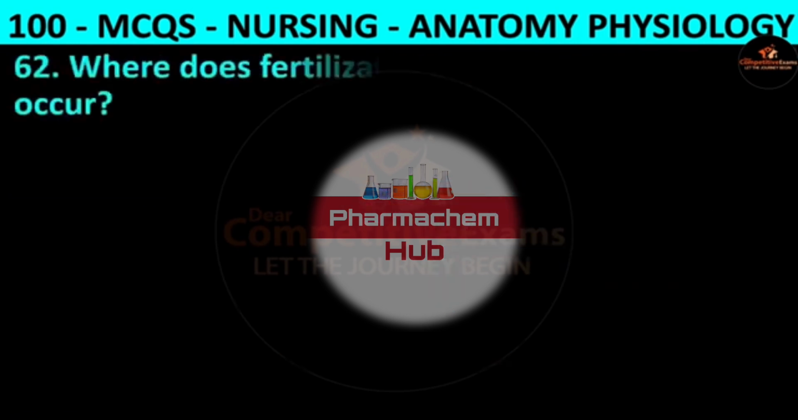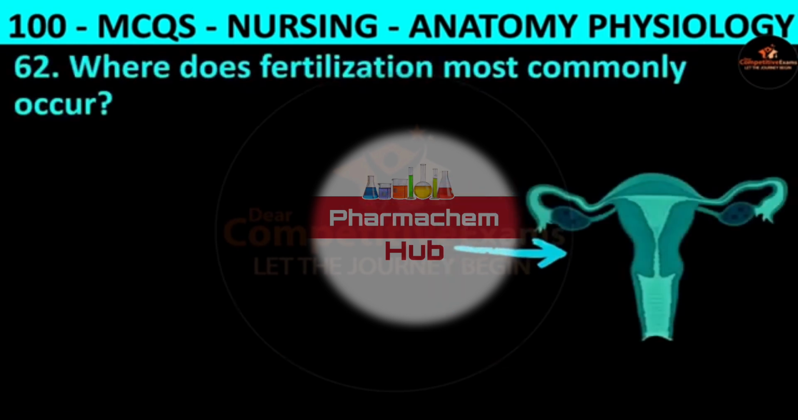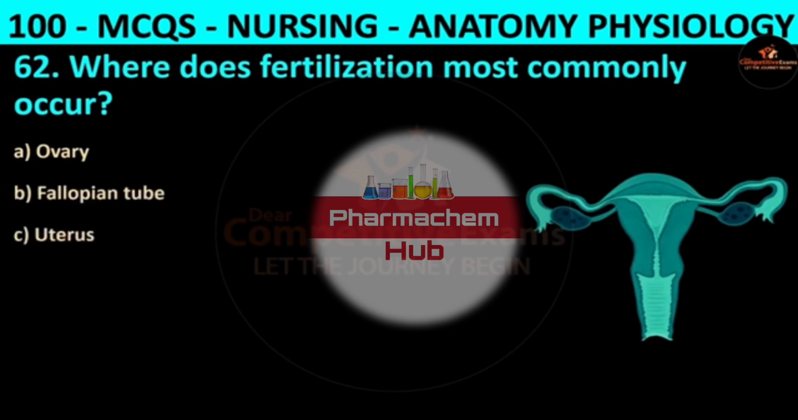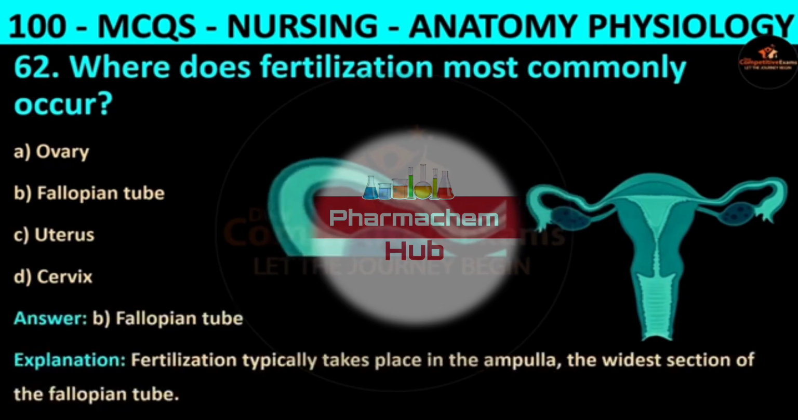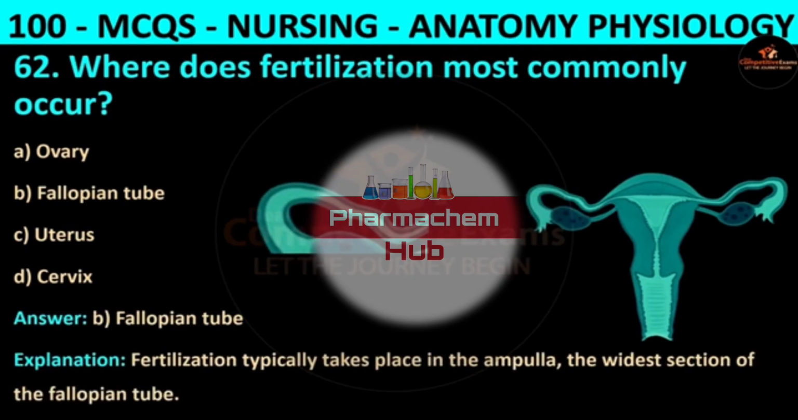Question number 62. Where does fertilization most commonly occur? Your options are ovary, fallopian tube, uterus, or cervix. The correct answer is B, that is fallopian tube. Fertilization typically takes place in the ampulla, the widest section of the fallopian tube.